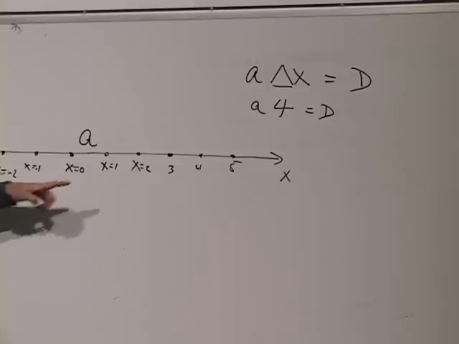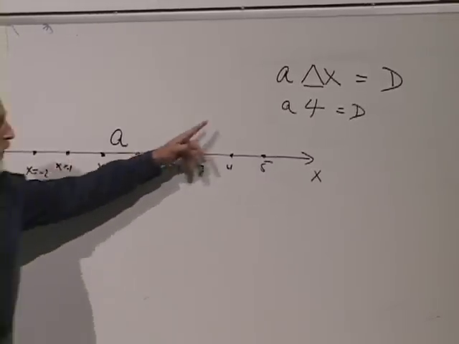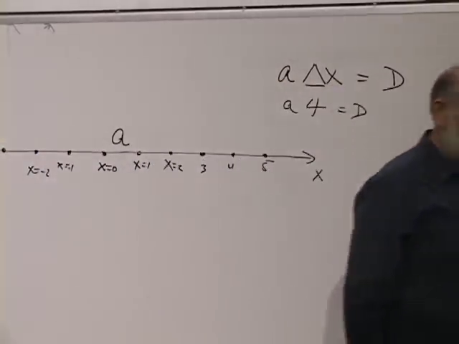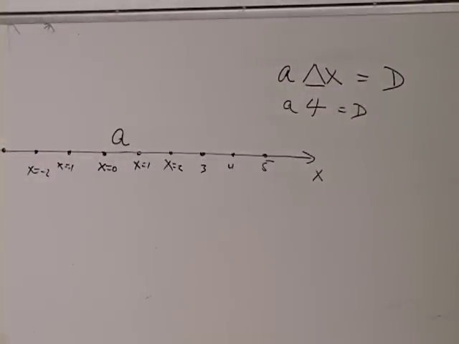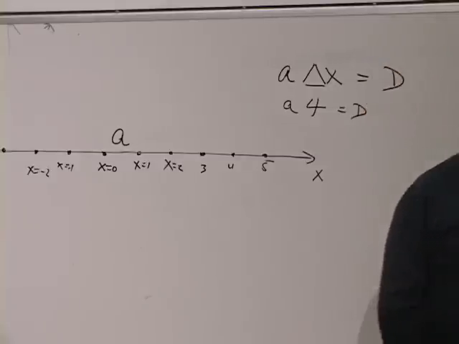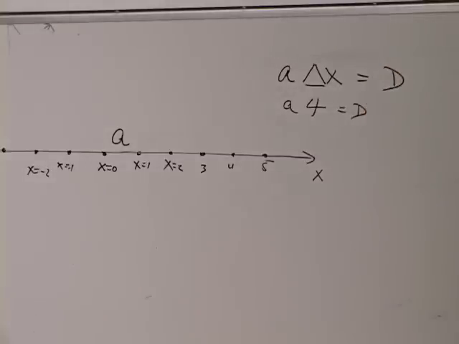What about the distance between x equals 3 and x equals minus 1? That's also 4 times a. And so that's the notation. That's the notational thing we're going to do. Distance is the coordinate difference times a, and a has a name. It's called the scale factor.